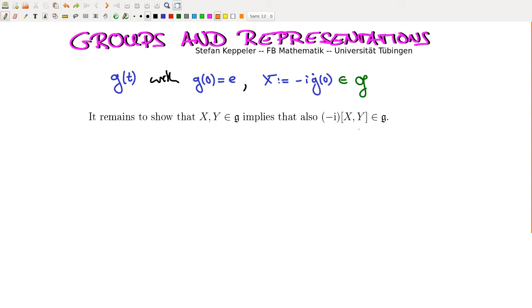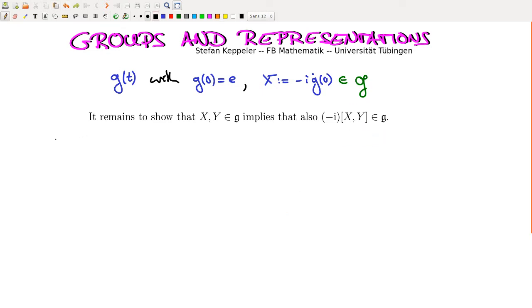And actually I claimed on the instruction sheet that the Lie bracket for this Lie algebra here is essentially the matrix commutator. So this is a matrix for every t, and these are matrices. So this here is the matrix commutator, and then there's again this minus i factor which comes from here. Okay, so we have to show that this is in the Lie algebra, this object.